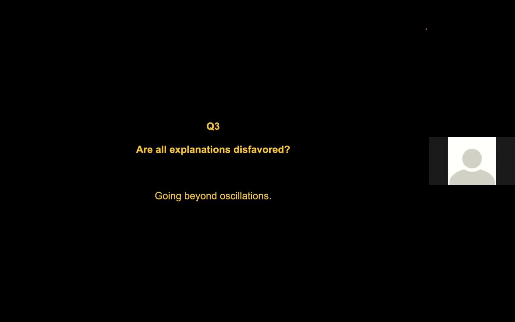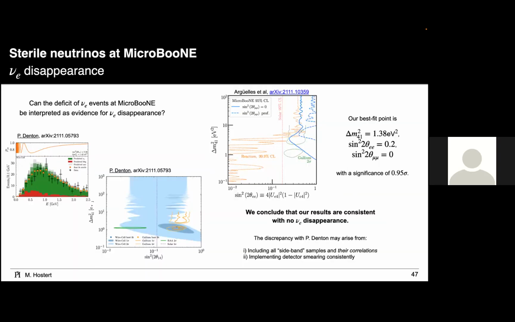Okay, and now for the final part of the talk, unless there are questions on the oscillation picture. Why do you get that? Just because the significance of this best fit with electron disappearance is too small.